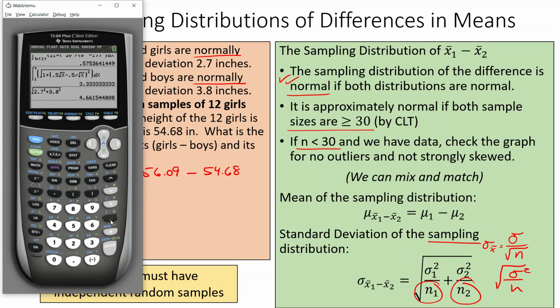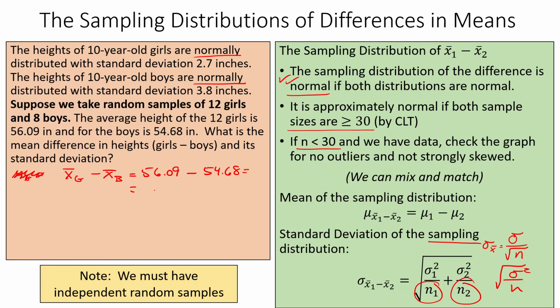56.09 minus 54.68 gives us 1.14. Okay, 1.41, I think it was, not 1.4. Yeah. All right. Now for the standard deviation, if we want to do it for the sampling distribution, they told us these standard deviations to begin with, which is cool, but we usually don't know that information.